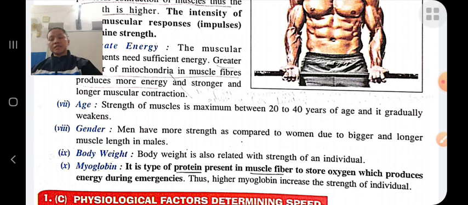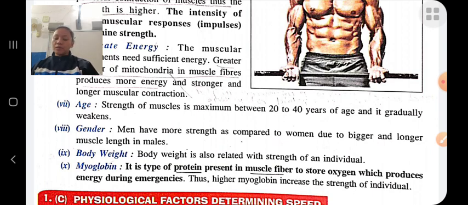These are the factors which determine strength. The first is muscle covering sarcolemma, white muscle fibers, and muscle contractions. The faster and stronger the muscular contractions, the more strength. Length of the muscles: long muscles have more strength compared to short muscles. Nerve impulse: the faster and stronger the neuromuscular response, the faster the muscular contractions and the more our strength. Age: between 20 to 40 years people have more strength, and after that our strength gradually decreases. Gender: males have more strength.